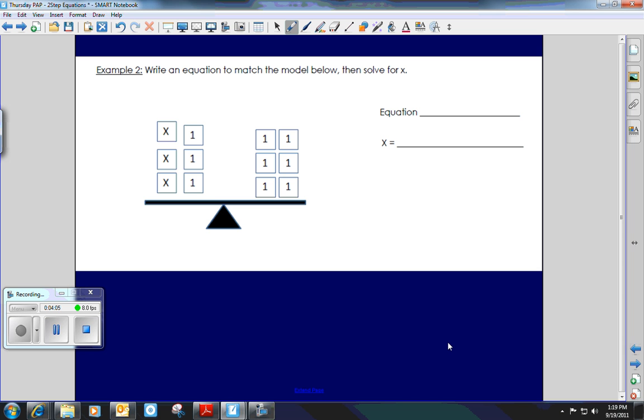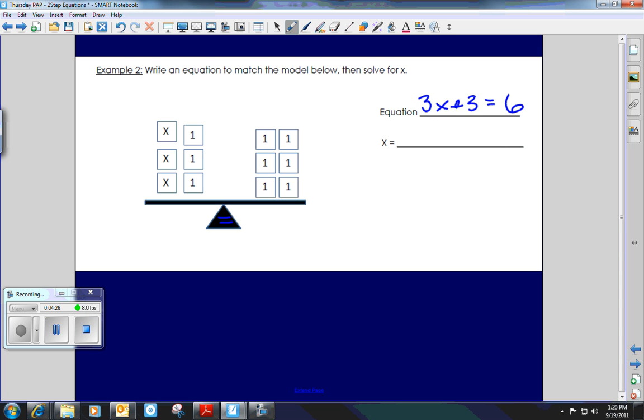For number 2, I'll help you set up the equation, and you'll have to solve it with your 2 steps. So on number 2, I have an equation. I have 3 x's on the left, 3x, plus 3, equals, this is my equal sign right here, 6 on the other side.